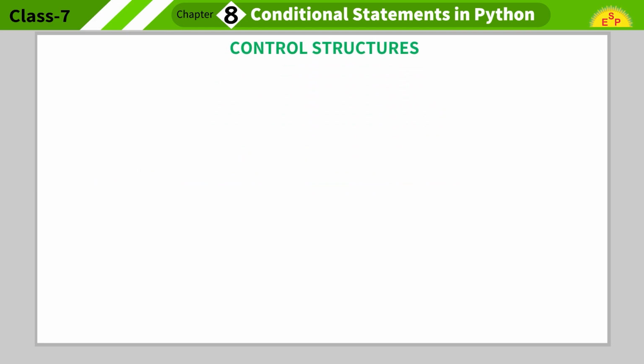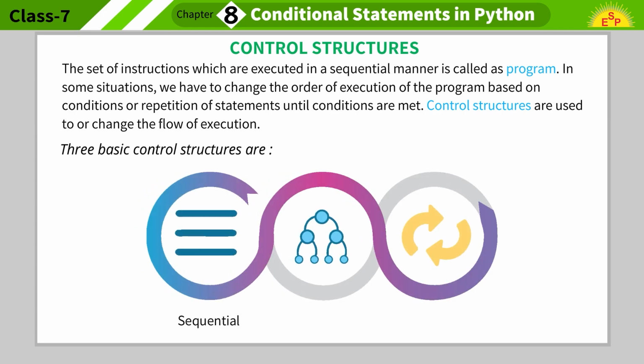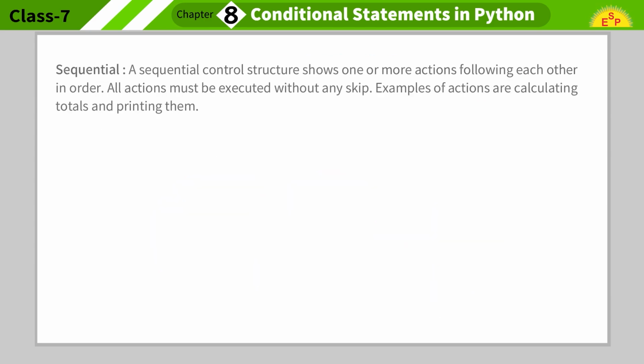Control structures. The set of instructions which are executed in a sequential manner is called a program. In some situations, we have to change the order of execution of the program based on conditions or repetition of statements until conditions are met. Control structures are used to change the flow of execution. Three basic control structures are sequential, conditional, loop.